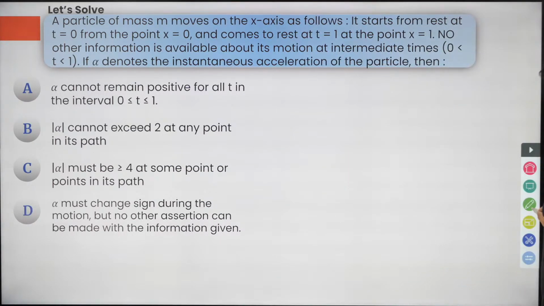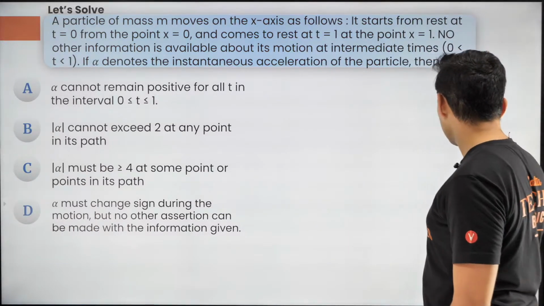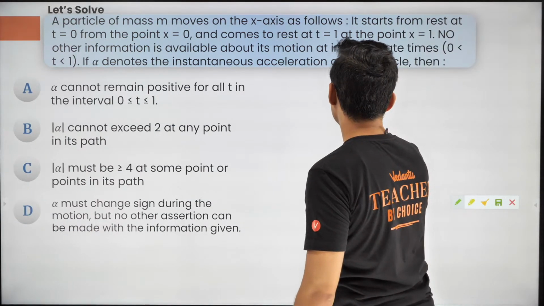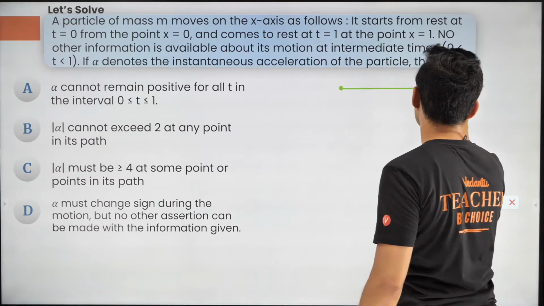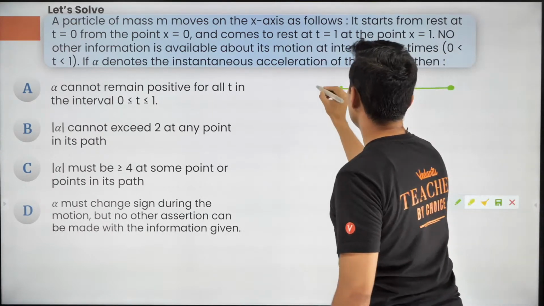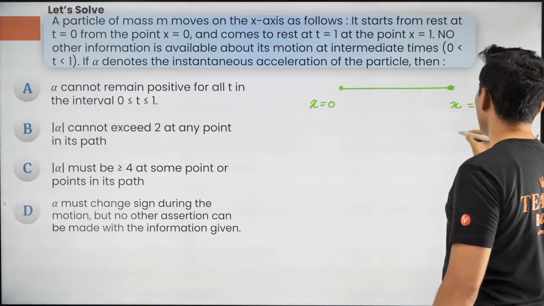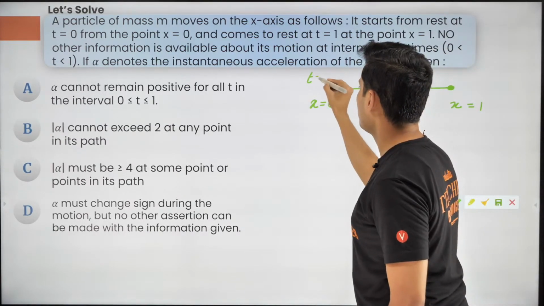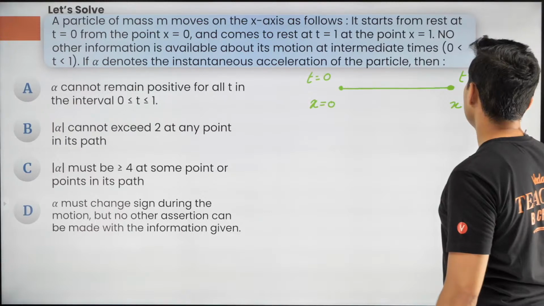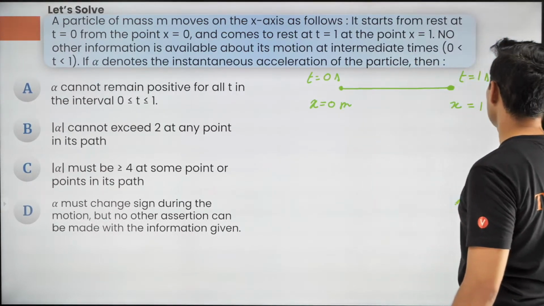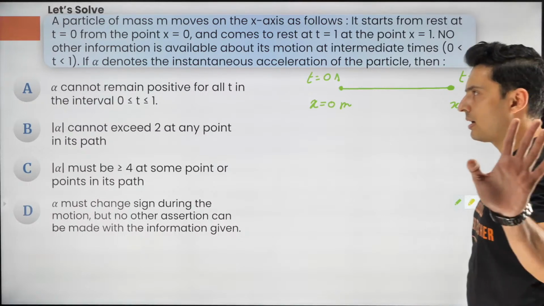First, remember, let's visualize what's happening exactly. Let's think about it. This is the origin. Let's say somewhere over here. Okay, so this is x equals to 0. This is x equals to 1. This is at t is equal to 0. And this is at t is equal to 1 second. This is 0 seconds. This is 0 meters. This is 1 meter.